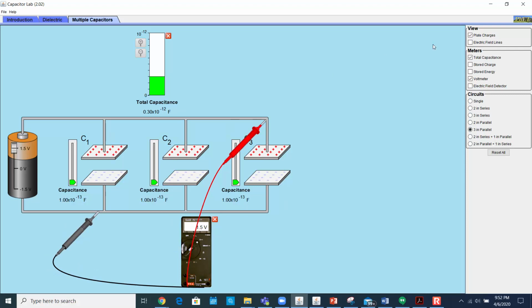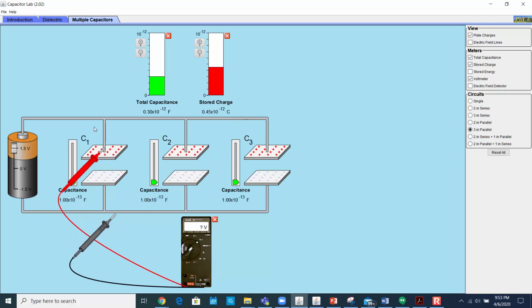And now the stored charge. Let me measure the stored charge. How much charge is stored here? So the total stored charge is 0.45. That means this is Q1, Q2 and Q3, the combination of all the charges.